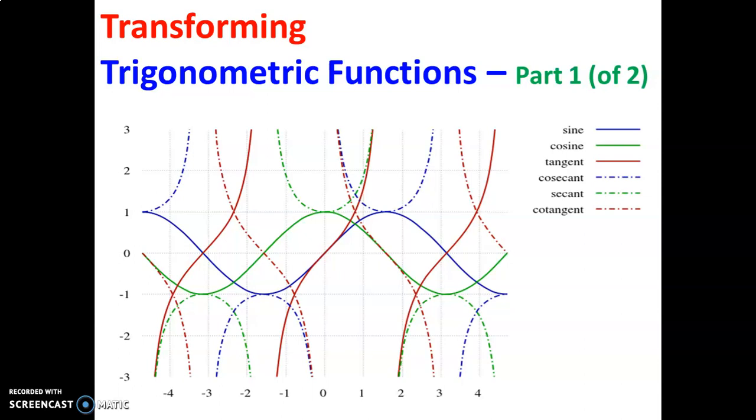Hello, welcome to your lesson on transforming trigonometric functions. This is part one of two, so make sure to go to video two after this one. In this one, we'll look at translations and reflections. In part two, it will be about dilations.